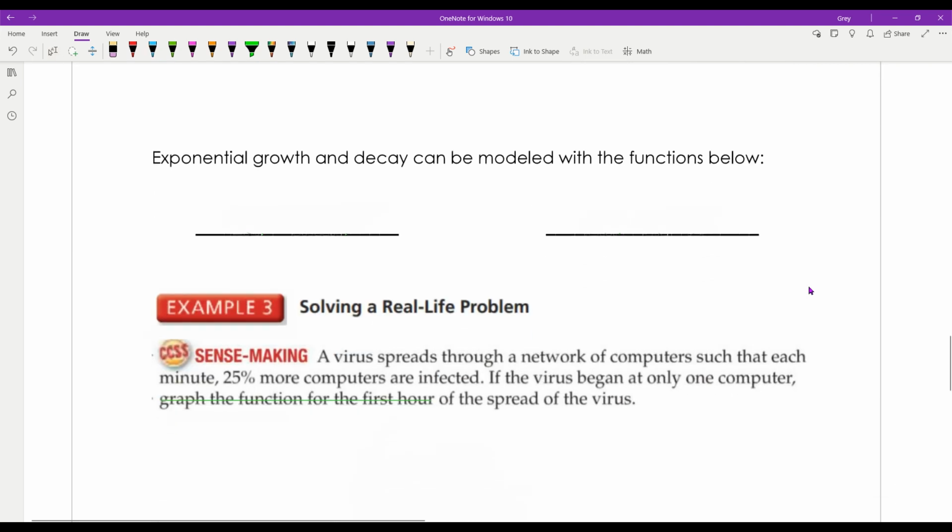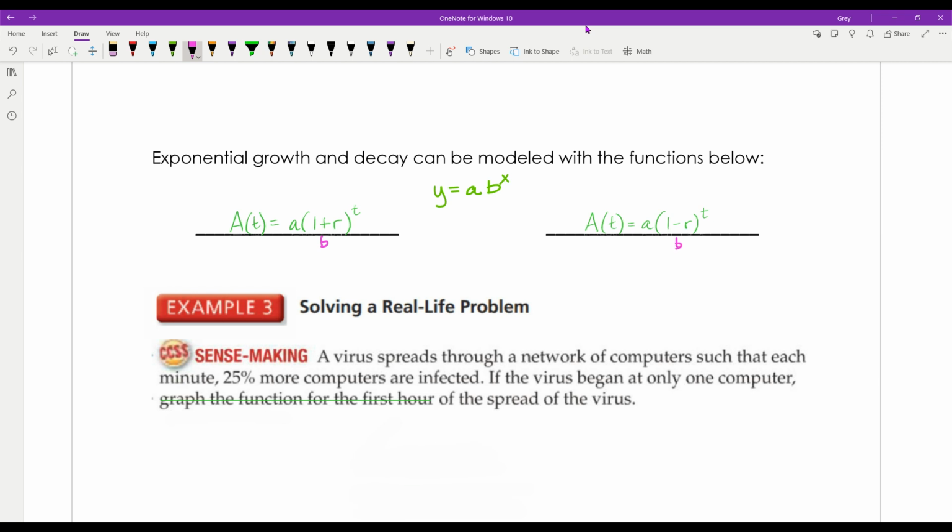And they look like A of t is equal to a times 1 plus r to the t, or A of t equals a times 1 minus r to the t, okay? Y'all, this is very similar to what you've just been dealing with. We were dealing with y equals a times b to the x, okay? So what's different is that this whole thing in the parentheses is your b.